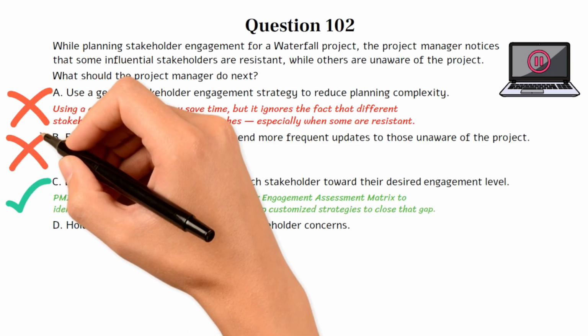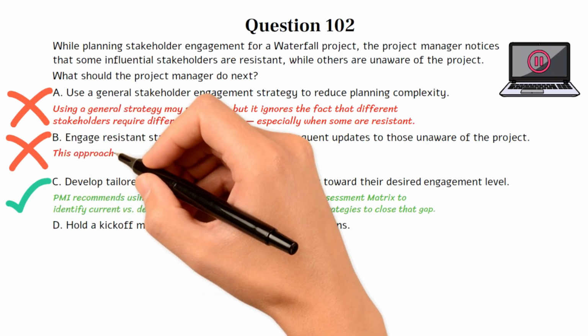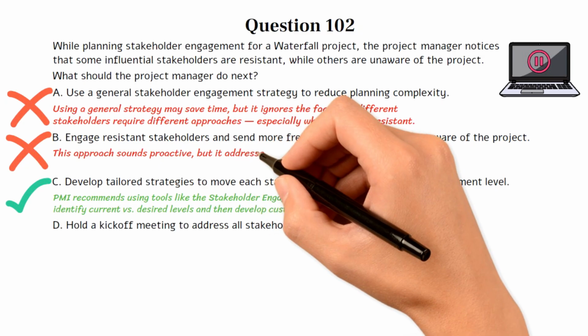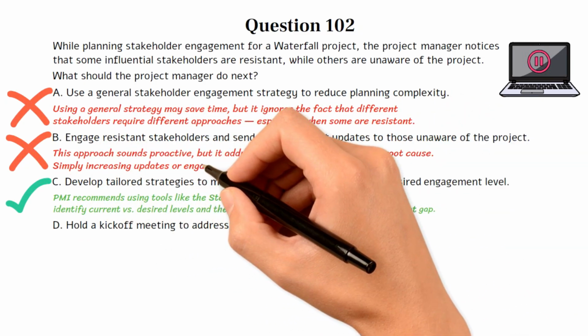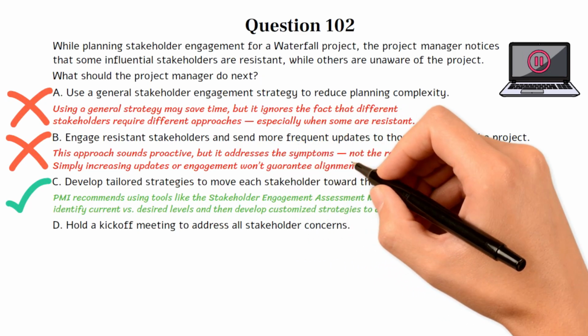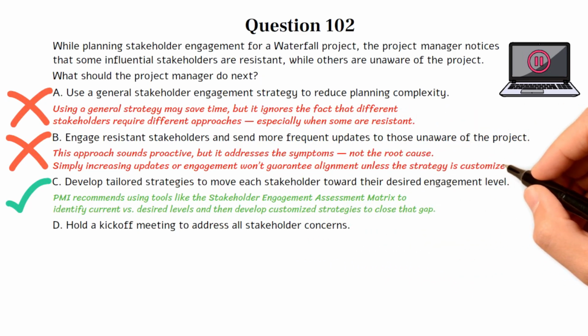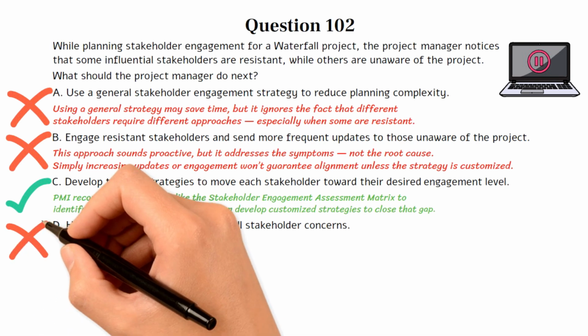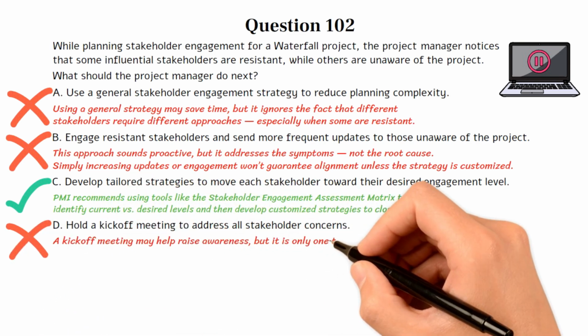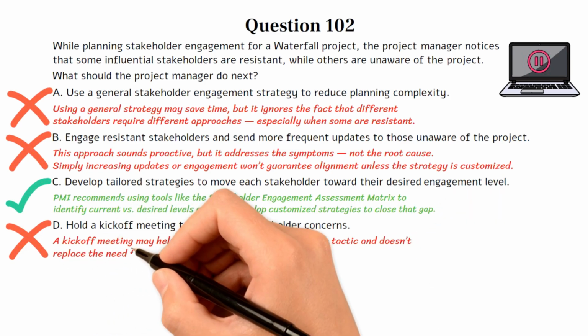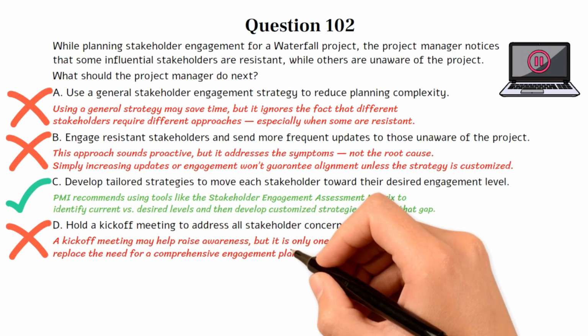Choice B is incorrect. This approach sounds proactive, but it addresses the symptoms, not the root cause. Simply increasing updates or engagement won't guarantee alignment unless the strategy is customized. Choice D is incorrect. A kickoff meeting may help raise awareness, but it is only one tactic and doesn't replace the need for a comprehensive engagement plan.